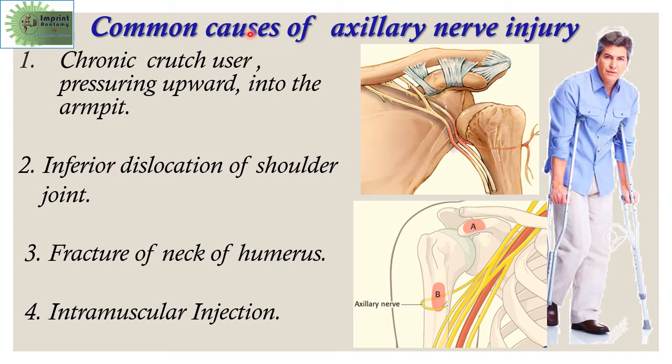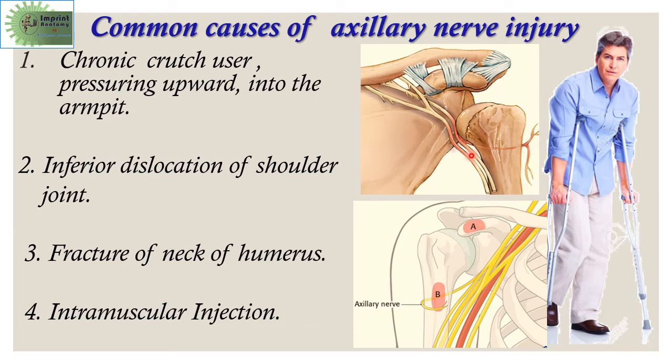Let's see the common causes of axillary nerve injury. As we have seen in this case, the patient was a chronic user of the crutch. So due to the continuous upward pressure into the armpit, the axillary nerve can be damaged. A second is the inferior dislocation of the shoulder joint. As you know, mostly the shoulder joint dislocates inferiorly, where the axillary nerve is present.